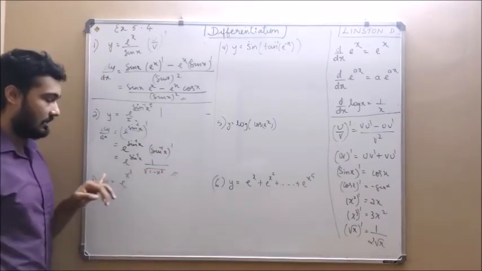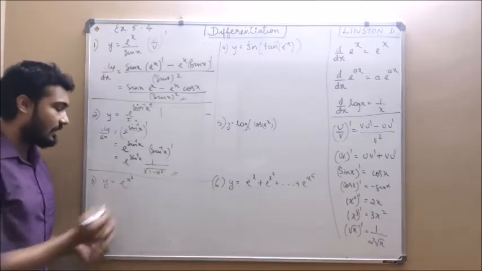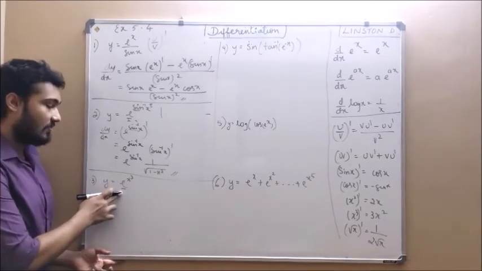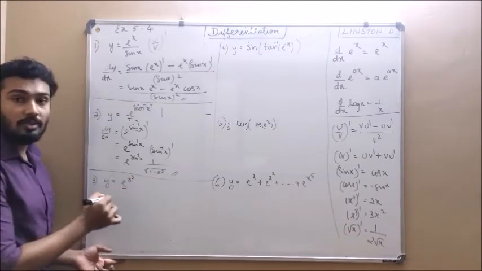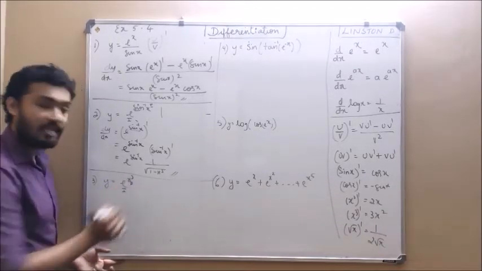So this is the answer. Next we have y equal to e power x cube. How to differentiate this? Here also, exponential function first. Next there is x cube. So that is a chain rule. So this is the first function. This is the second function.